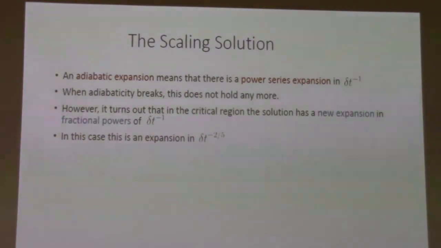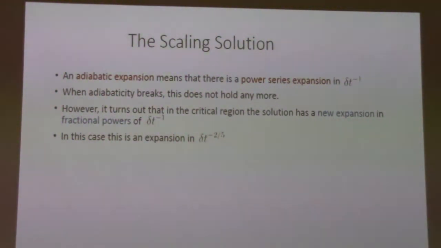Now, we didn't want to do what Kibble did, namely to assume that right after this breaks down, the system gets frozen. We don't want to do that. We want to actually start the time evolution in that regime. So, this is what we did. An adiabatic expansion means that there is a power series expansion in inverse powers of delta t, because that's a time derivative expansion. So when it breaks, this means that power series expansion is not valid anymore.